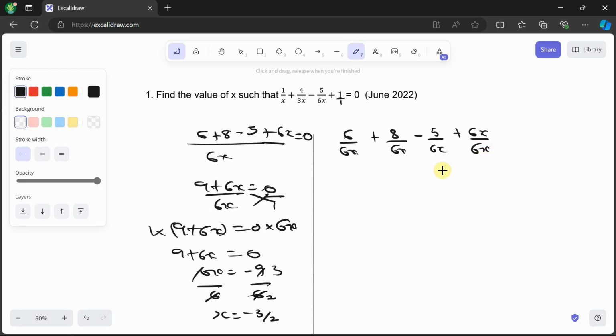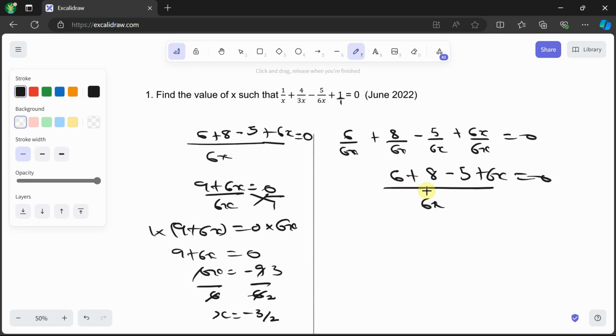It's not necessary, but 1 is the same as saying 1 divided by 1. If I wanted to make the bottom to be 6x, I'll have to multiply top and bottom by the same thing. That will be 6x is equal to 0. So by the time I'm finding the LCM, 6x will be easier. 1 times 6 is 6, plus 1 times 8, that will give you 8, minus 1 times minus 5, that will be minus 5, and this will be plus 6x is equal to 0.